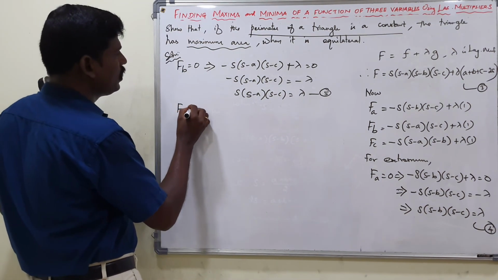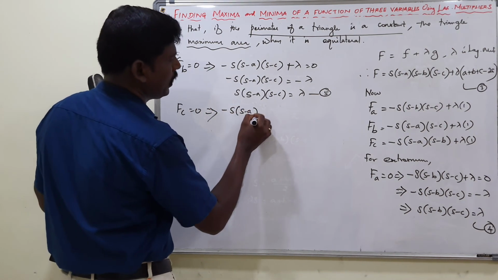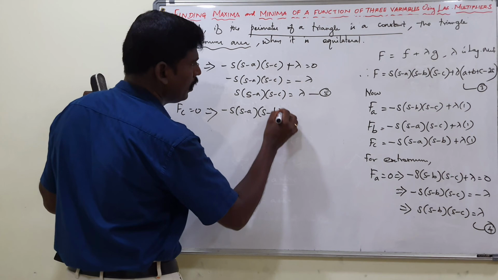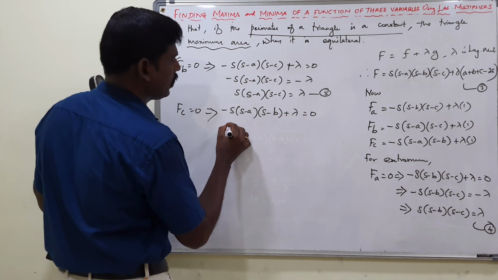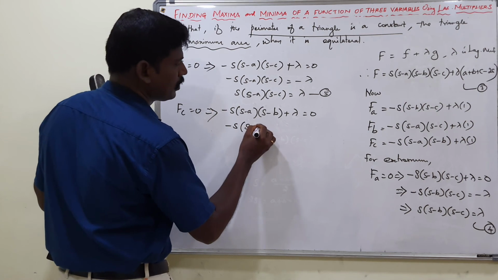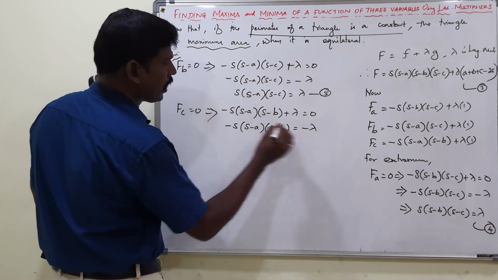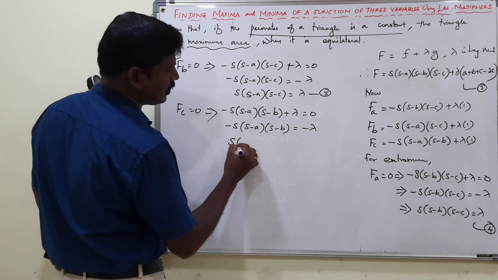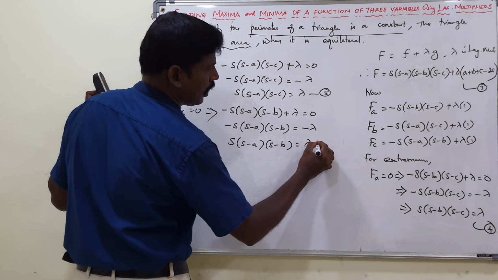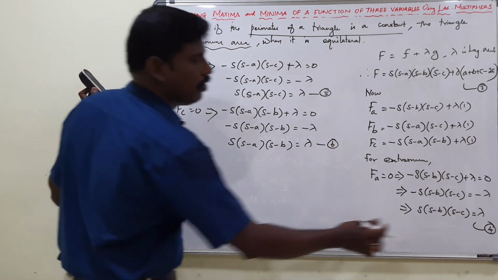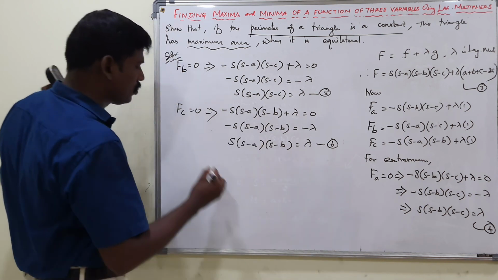By equating Fc equal to 0, same like that, minus S into (S minus A) into (S minus B) plus lambda equal to 0, right? So take this lambda into the right hand side: minus S into (S minus A) into (S minus B) equal to minus lambda, cancelling minus on both sides. So S into (S minus A) into (S minus B) equal to lambda, equation number 6. Okay, from 4, 5, 6, the right hand sides are equal, therefore the left hand sides are also equal.